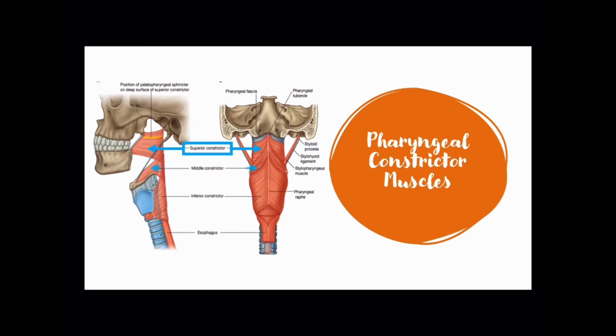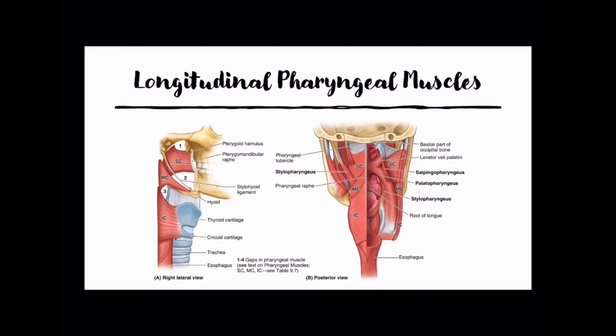The middle pharyngeal constrictor muscle attaches to the hyoid bone and is innervated by the pharyngeal branch of the vagus nerve, the pharyngeal plexus, and the branches of the external and recurrent laryngeal nerve. The inferior pharyngeal constrictor muscle attaches to the thyroid cartilage. This muscle is innervated by the pharyngeal branch of the vagus nerve, the pharyngeal plexus, and branches of the external and recurrent laryngeal nerve. The longitudinal pharyngeal muscles elevate the larynx and shorten the pharynx during swallowing and speaking.